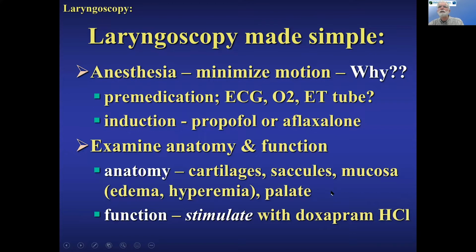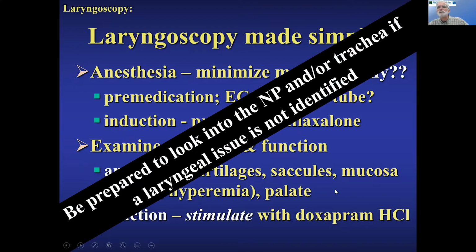Now we're going to go ahead and try to stimulate them with doxapram to try to cause them to take a big breath and see whether or not there is any paresis. But just in case, you want to watch out that if this all turns out to be normal after we give the doxapram, many of these cats will have some type of problem in their nasopharynx or perhaps lower down the trachea. So be prepared, have equipment ready, and be ready to look elsewhere. If the larynx turns out to be totally normal, they still made that stridorous sound. They still were exercise intolerant. So you need to be ready to look elsewhere, okay?